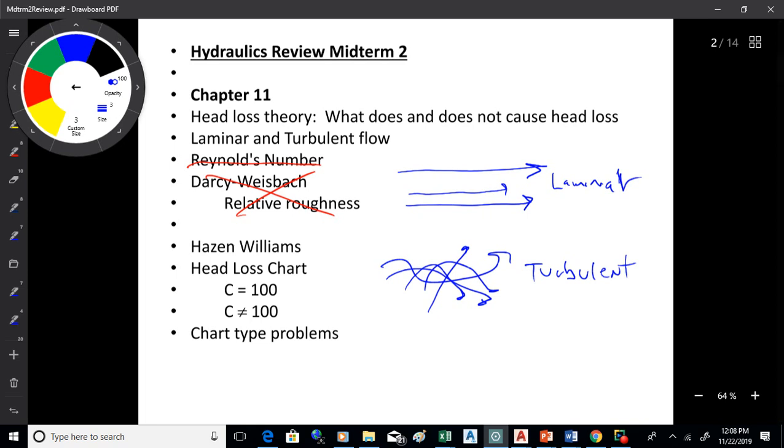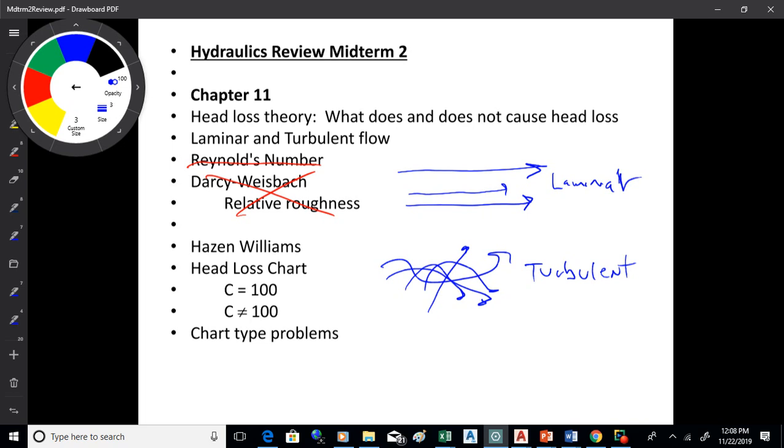Okay, chapter 11, we did the Hazen-Williams, which is the chart, the head loss chart. And of course, I'll give you a copy of that too when you take the test. And that's on page 108. And you should be able to use that for C equal to 100, but also C not equal to 100, where you use the equivalent flow. All right, so you want to be able to do both of those.